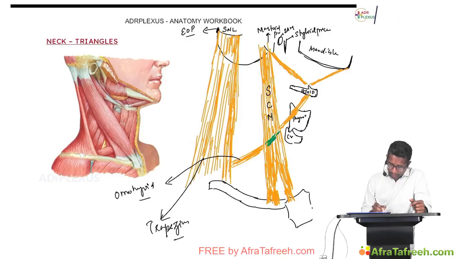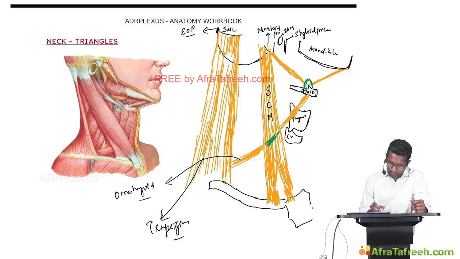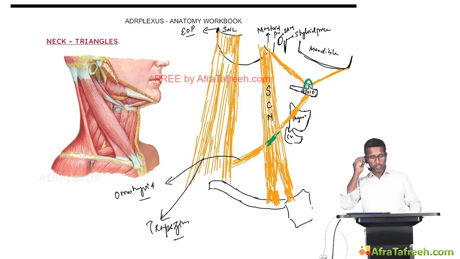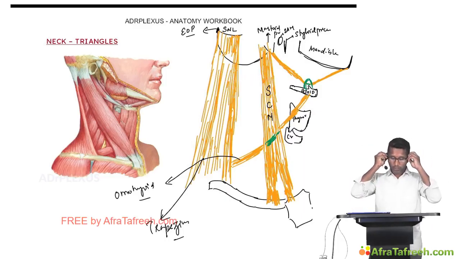These two are again held by a loop that is formed by the stylohyoid muscle. So you have an intermediate tendon here binding these two muscles. So that is called the digastric muscle.